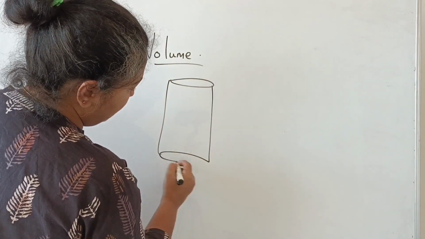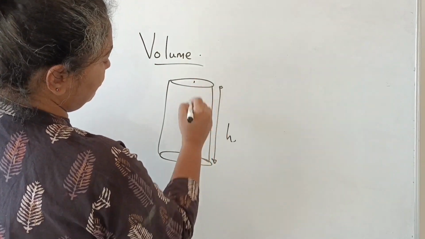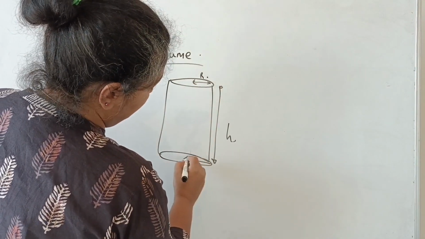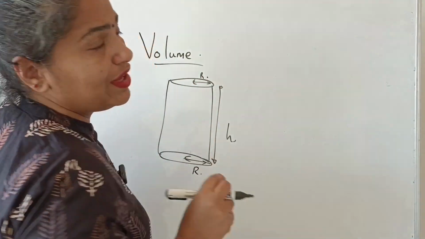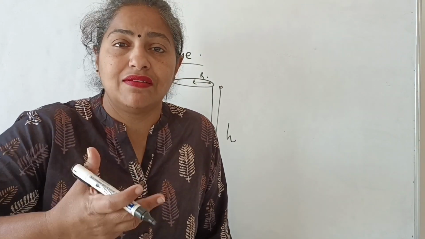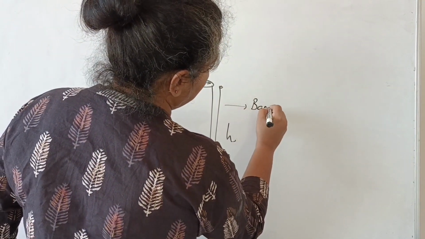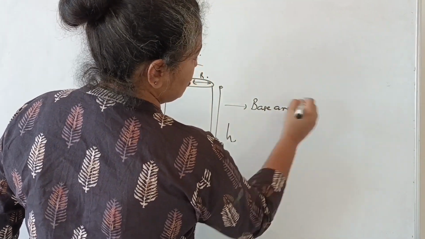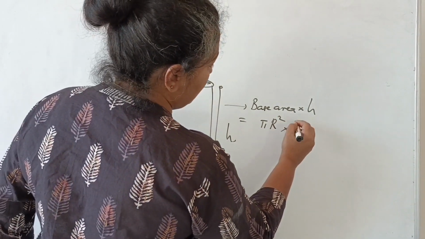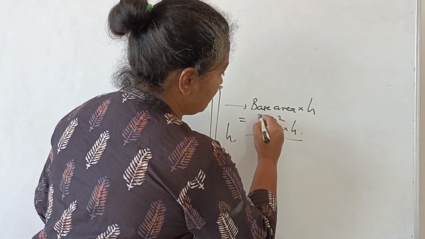This is our normal cylinder, which is a solid cylinder. Let it have a height h, so center to center height is h, and let it have a radius of r. I told you that the volume of any solid is the base area into the height of the solid, because that is the space which the solid occupies. So I have base area into the height h. Base area is pi r square because it is a circular disc, into h. So the volume of a solid cylinder is given by pi r square h.